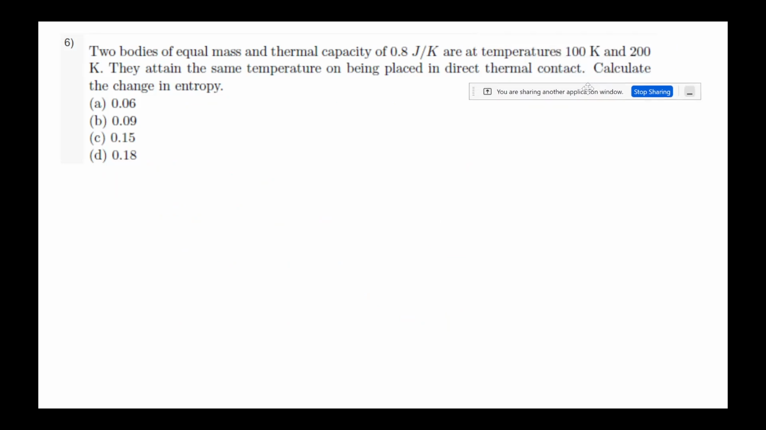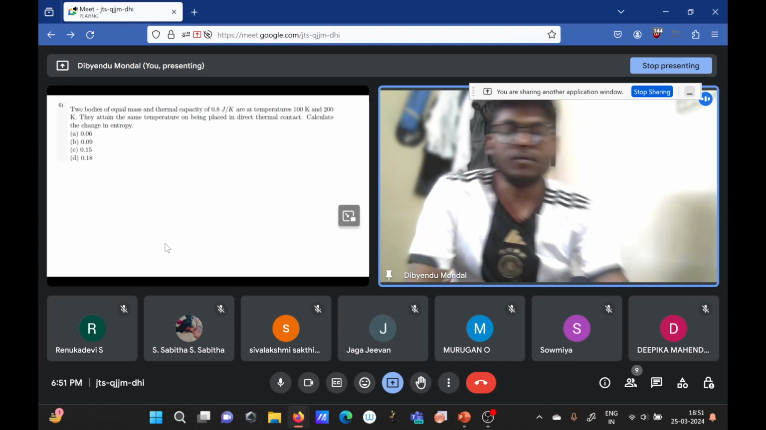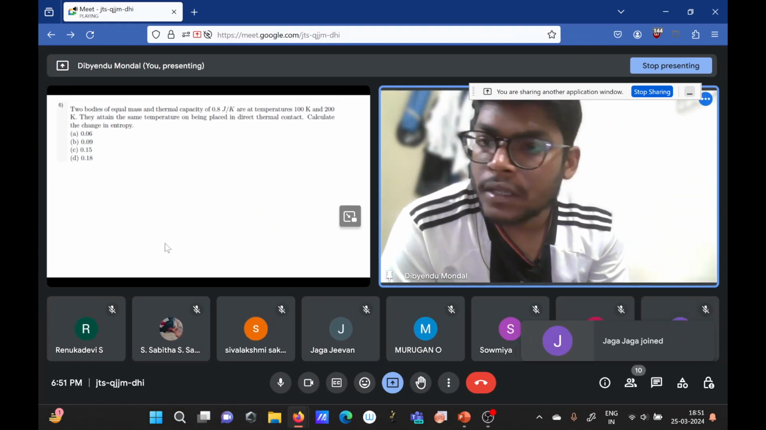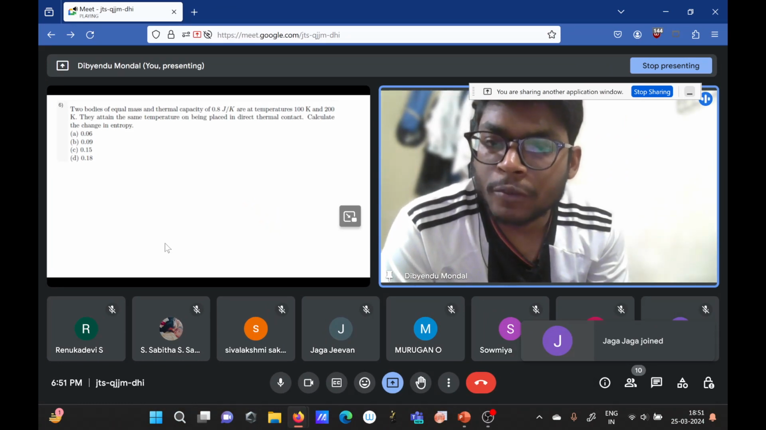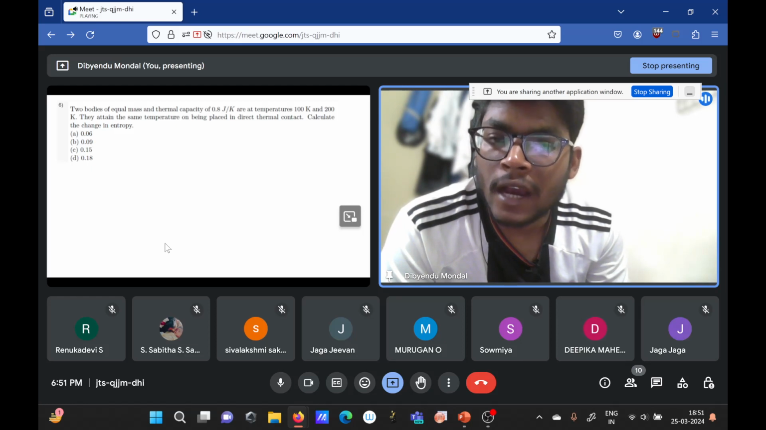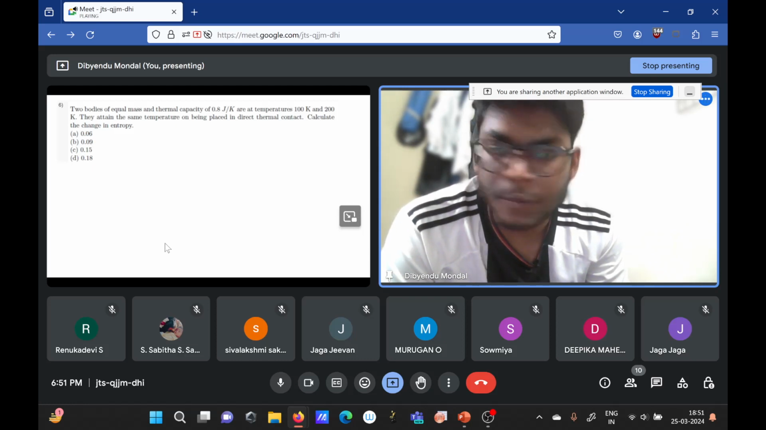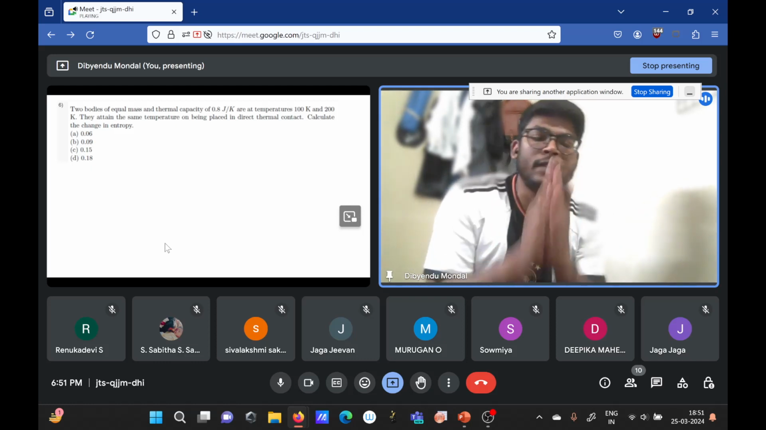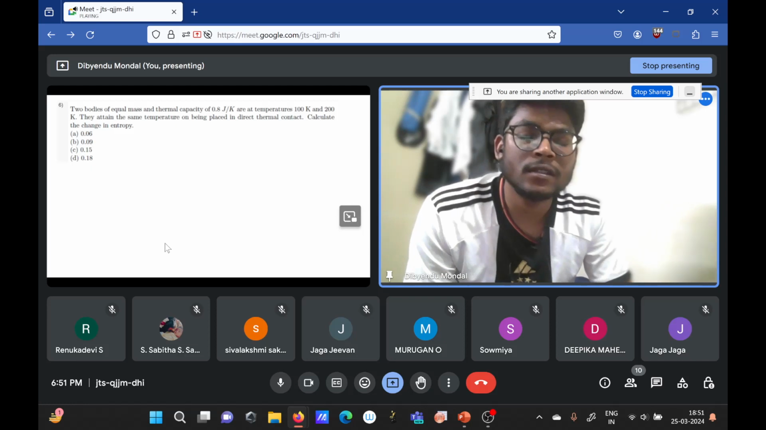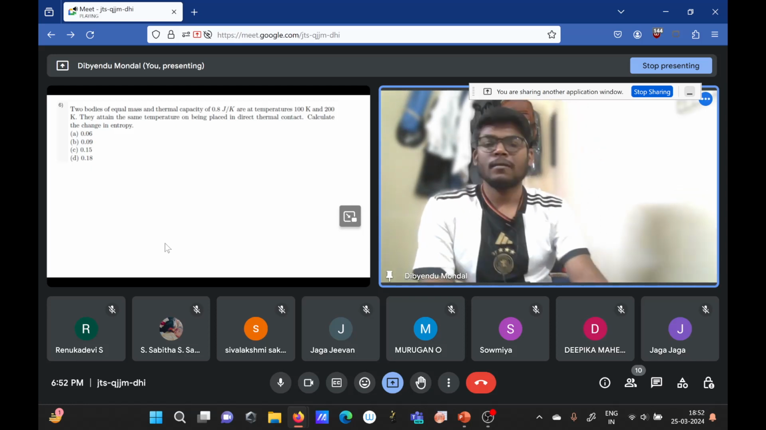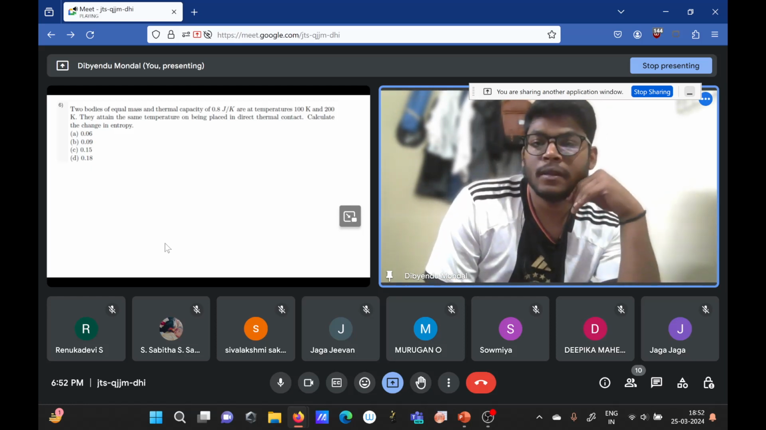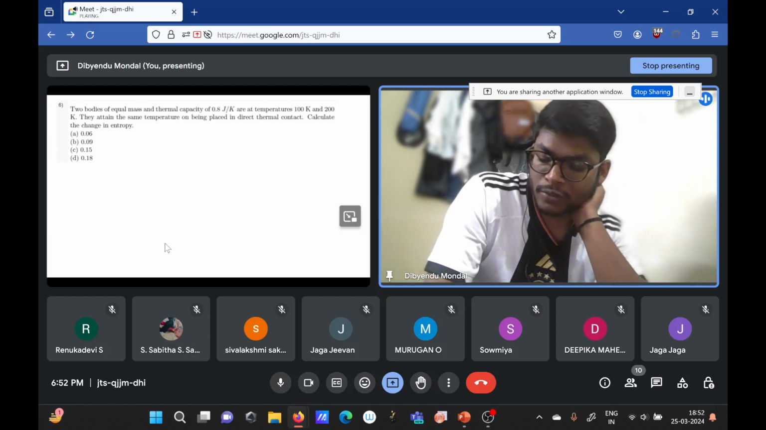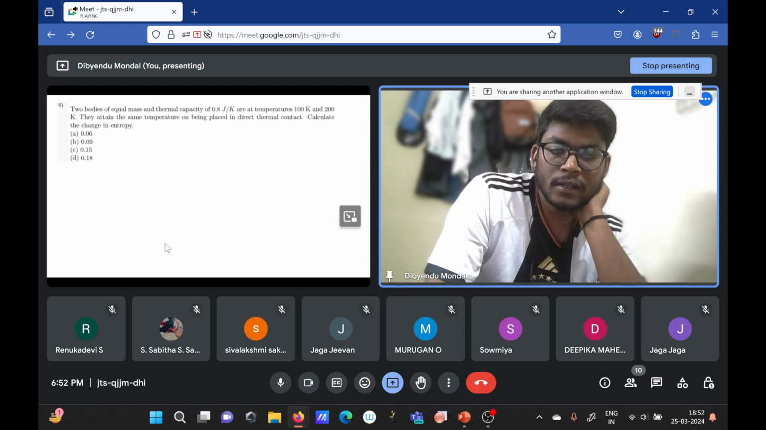Now here there is another question. Two bodies of equal mass and thermal capacity of 0.8 joule per Kelvin, so C is given, are at temperature 100K and 200K. They attain the same temperature on being placed in direct thermal contact. Calculate the change in entropy. Now, if they are in direct thermal contact, what will be the final temperature for both of those objects?